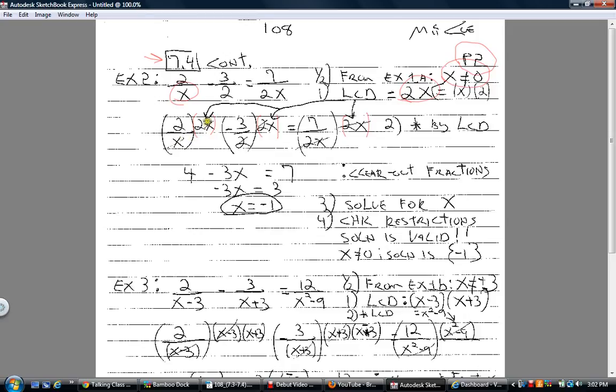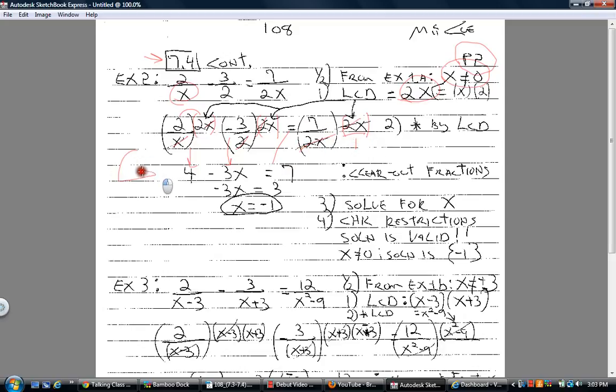2x divided by x, class, the x's cancel out and you're left with 2 times 2, and that drops your 4. Now the fraction's been cleared. The reason the fraction's been cleared is because when you determine the correct LCD, every denominator is a factor in the LCD, and it's going to cancel out. Let's see if this is true. 2x divided by 2, the 2's cancel out, and you're left with -3 times x, producing -3x. Here's your equal sign. Now you've got 2x in the numerator, 2x in the denominator. They cancel out, and you're left with 7.